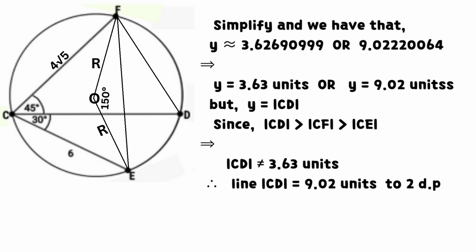But y equals line CD. Since line CD is less than line CF, which is less than line CE, it implies that line CD is not equal to 3.63 units. Therefore line CD equals 9.02 units to 2 decimal places.